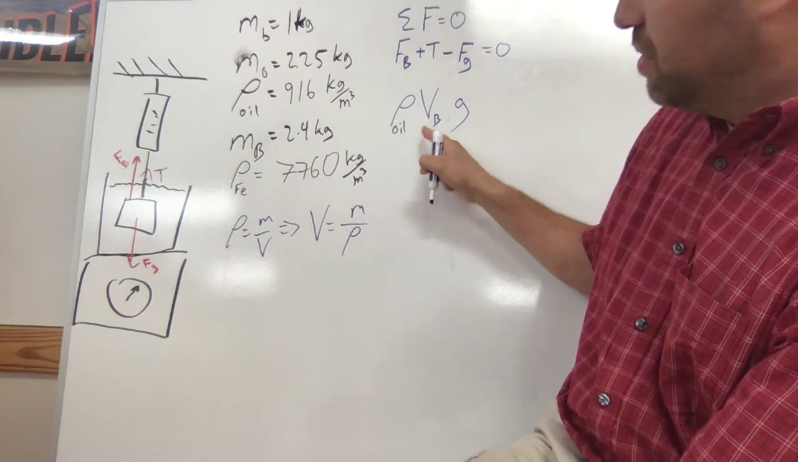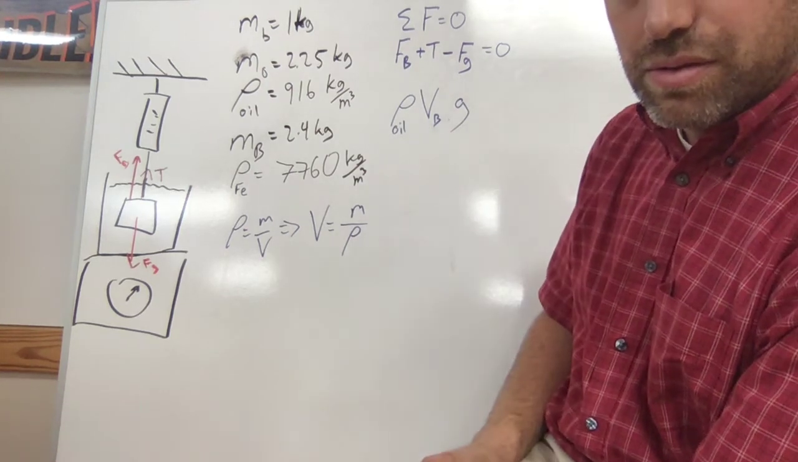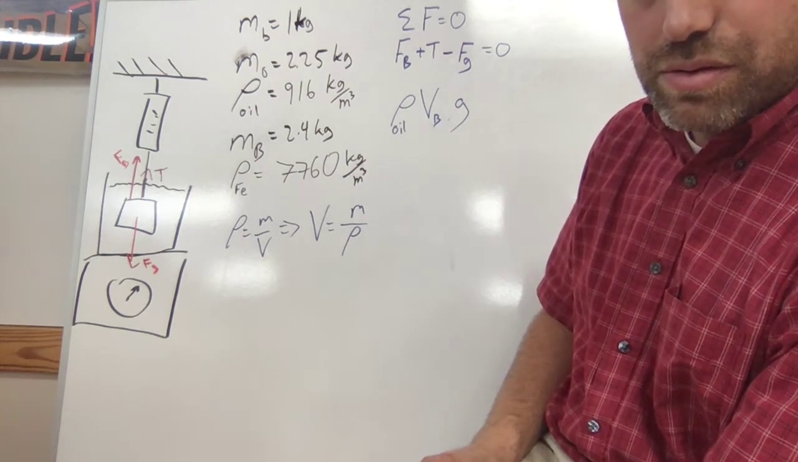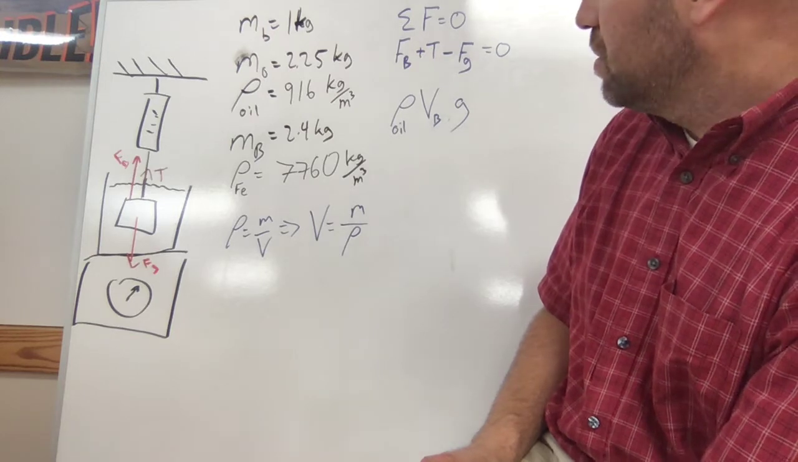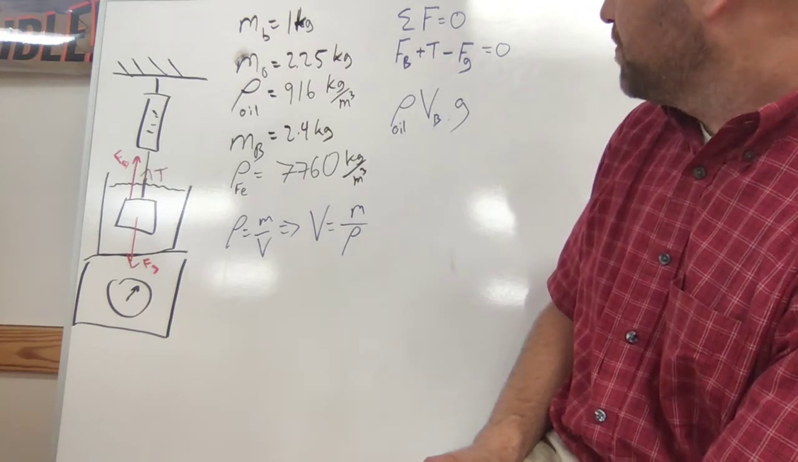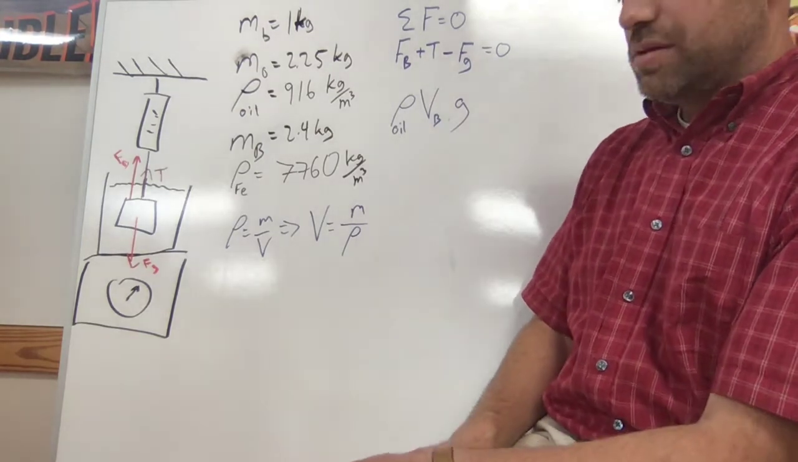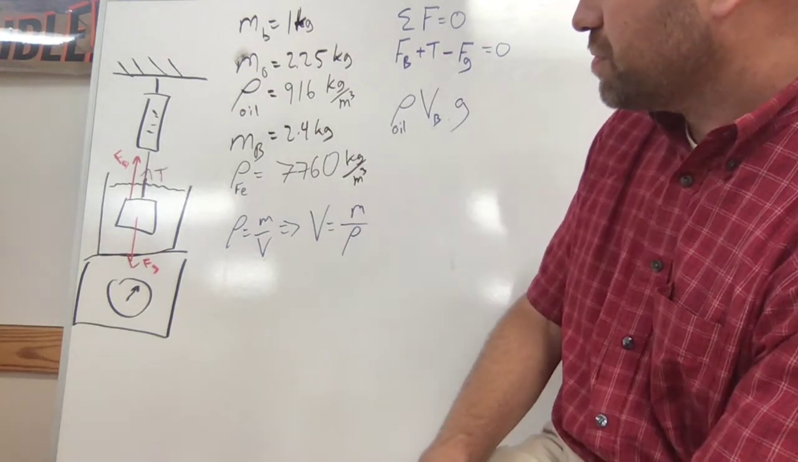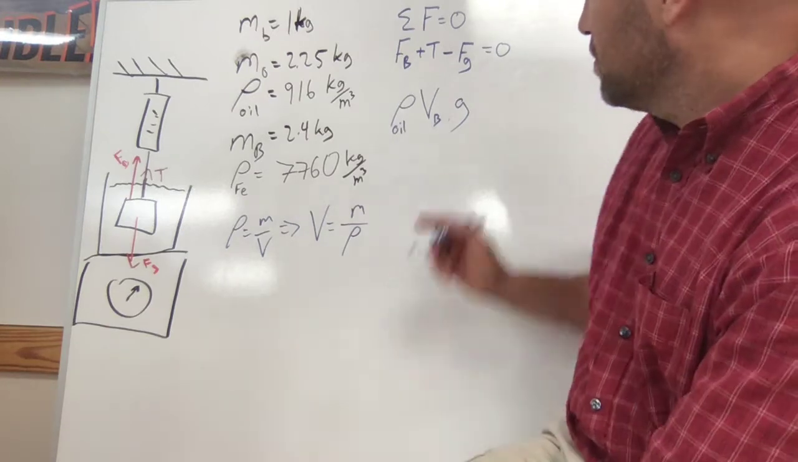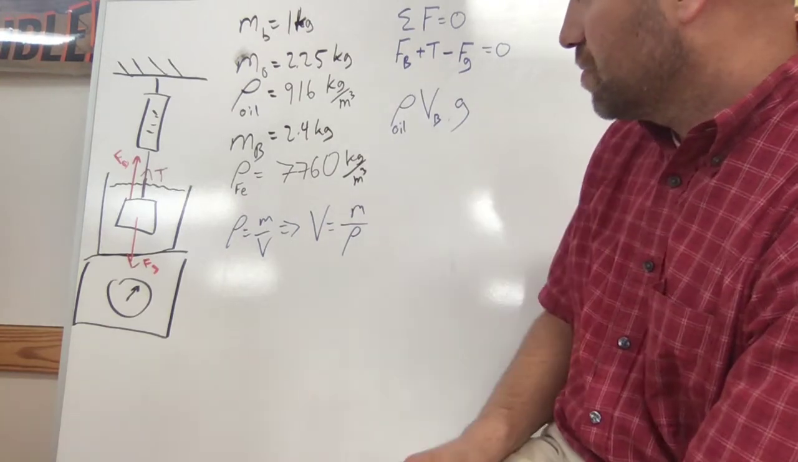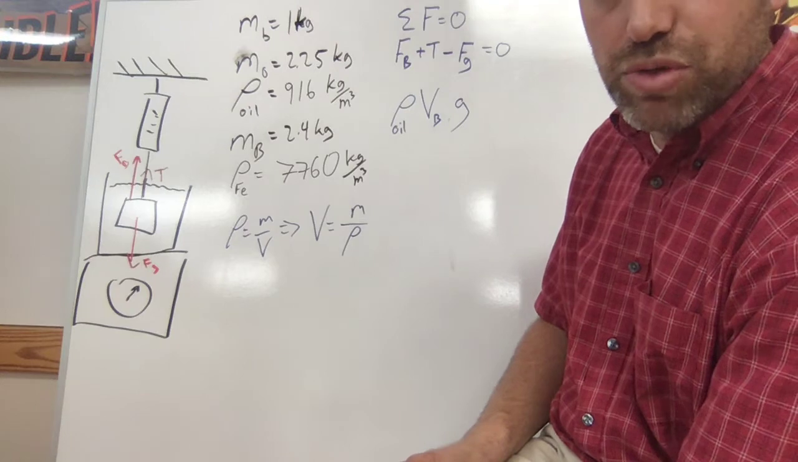So yeah, I redid it with the density that you gave me. It shouldn't be too different, but it'll be slightly different. And I got 3.09 times 10 to the negative fourth. Does that sound about right for volume? That sounds about right. It should be a pretty small number.